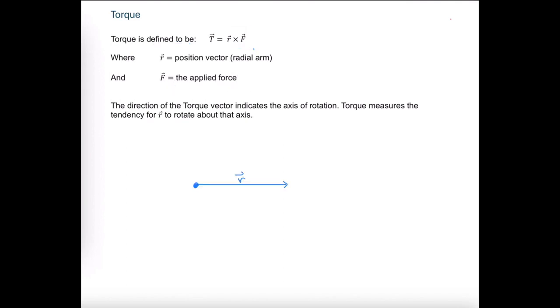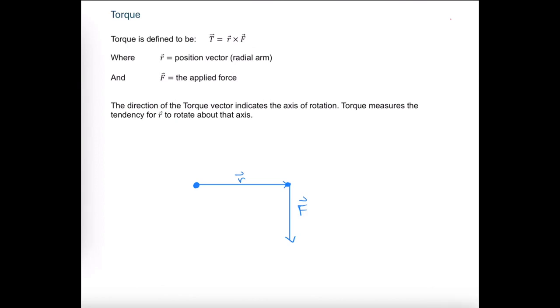So a vector r might look like some arm that is anchored at a point, and we're going to apply a force onto the tip of this vector and cause it to rotate. So think about this as being essentially like a wrench. The applied force would be applied to the tip of the wrench, and let's say it's coming down in this direction here. So we would have an applied force vector and a position vector, and the torque vector is going to be the cross product of these two.